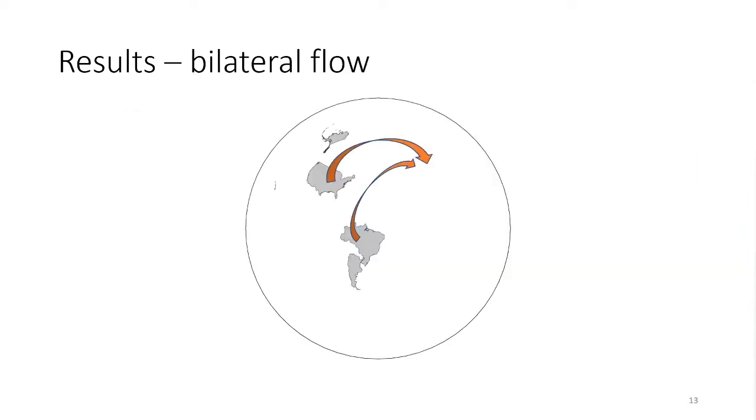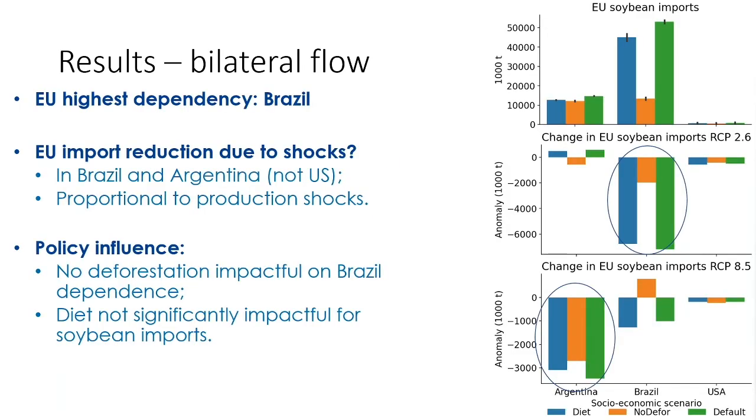And okay, then with those shocks in those regions, we look at the bilateral flow. So how those shocks affect Europe. And again, we see in the first figure on the top that actually the country that the EU imports the most from is Brazil. And even though the US has as large a production as Brazil, it consumes most of its production. So actually the exposure from the EU perspective lies on Brazil.